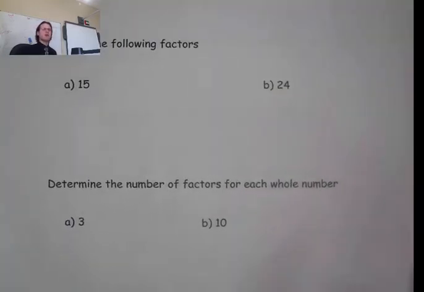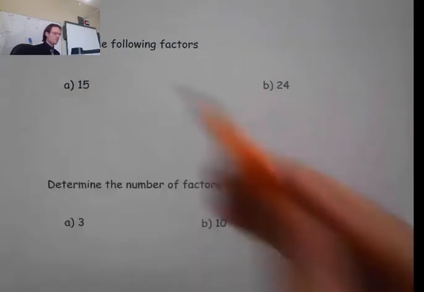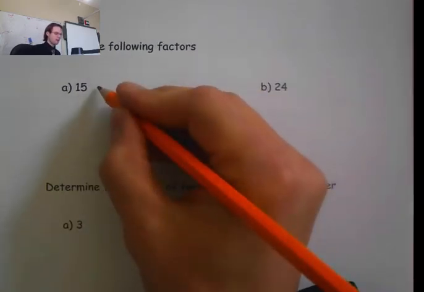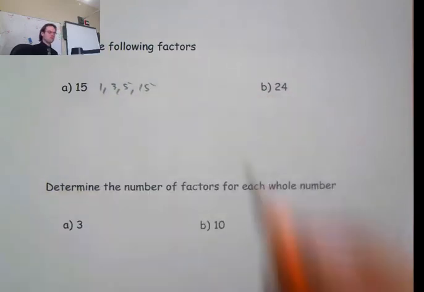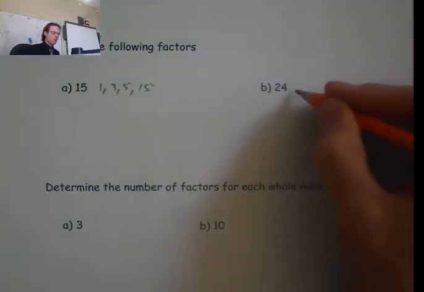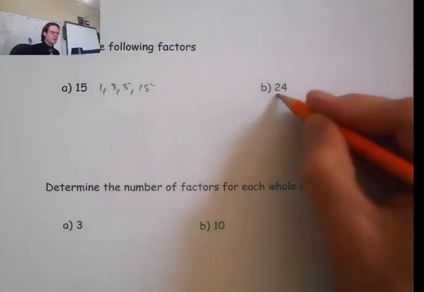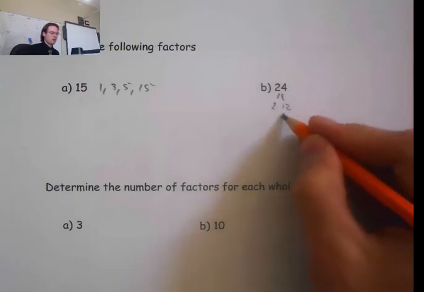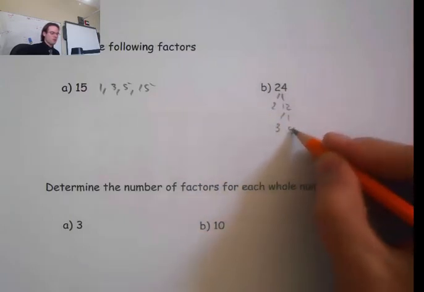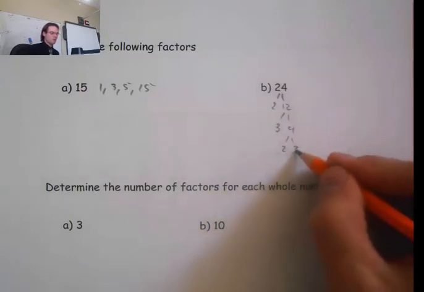Here it says, state the following factors. So what are the factors of 15? I could have 1, 3, 5, and 15, right? What are the factors of 24? An easier way to do this is we could have 2 and 12, and do a factor tree. So we could have 3, 4, 2, 2, right?